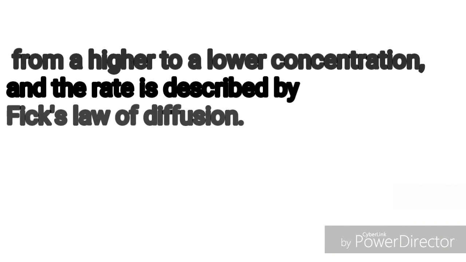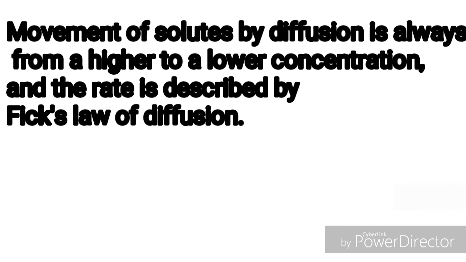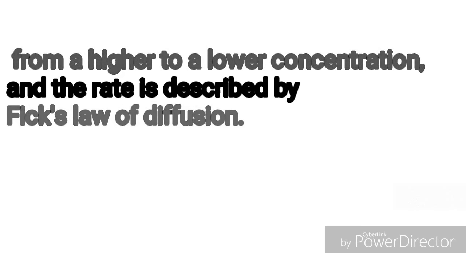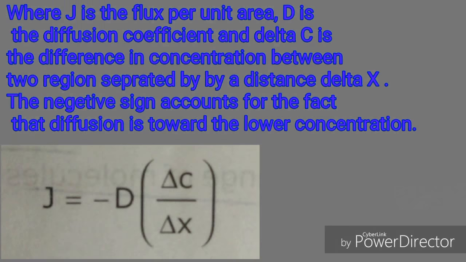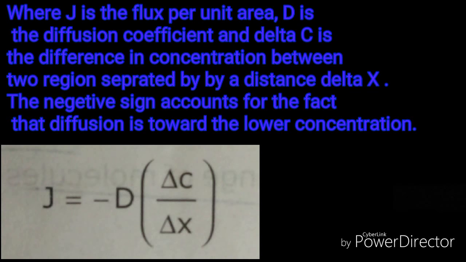Movement of solutes by diffusion is always from a higher to a lower concentration, and the rate is described by Fick's law of diffusion. Where J is the flux per unit area, D is the diffusion coefficient and delta C is the difference in concentration between two regions separated by a distance delta x. The negative sign accounts for the fact that diffusion is toward the lower concentration.